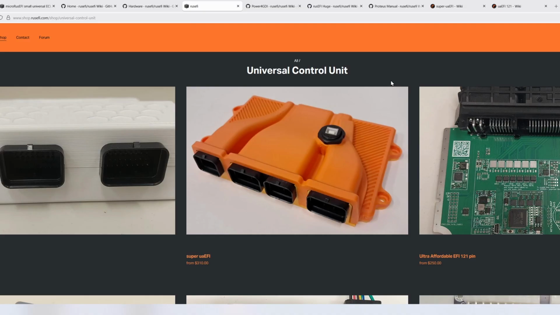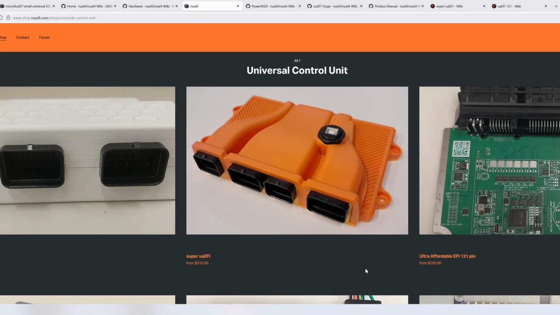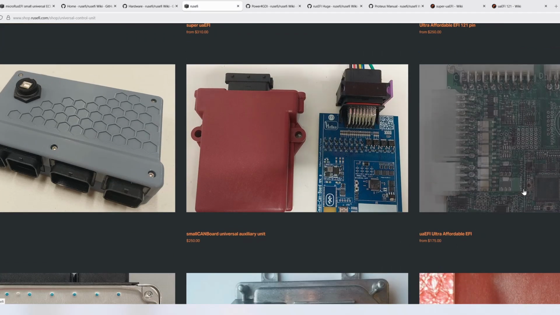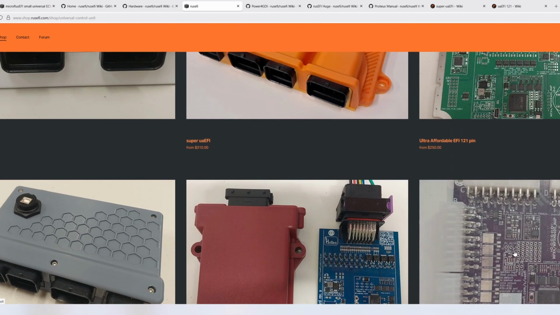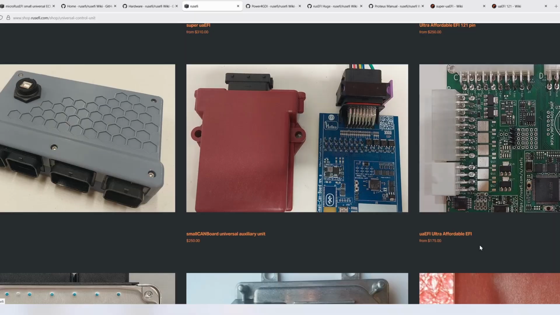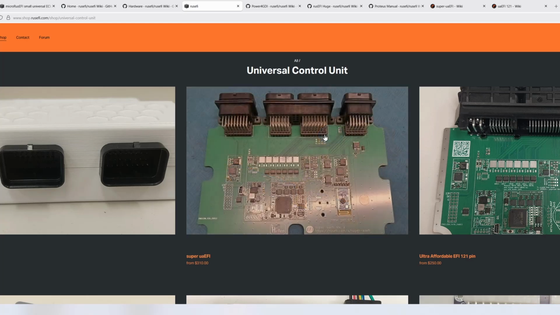As you can see here, first of all, in the store, we have quite a few options. So for example, we have the cheapest one, which I'm referencing in my videos most. We have the UAEFI, Ultra Affordable EFI. Then a step above, we have the same thing, but with a metal casing. And then we have the Super UAEFI, which has a few other options we are going to talk about later.